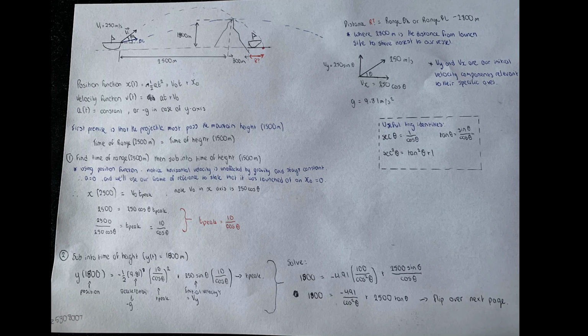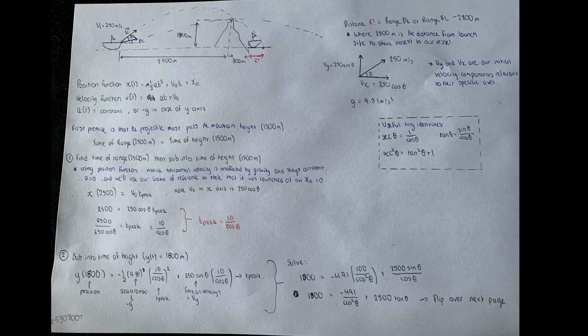Now, the first premise we should understand is that the projectile must pass the mountain height of 1800 meters. We know from the diagram that the time of the range, 2,500 meters in the x-axis, is equal to the time of height at 1800 meters, which is the height of the mountain. I wrote that wrong. So the first thing we do is find the time of range for 2,500 meters, then sub it into the time of height at 1,800 meters. Sorry that it's written wrong. I don't know where I got the 5 from.